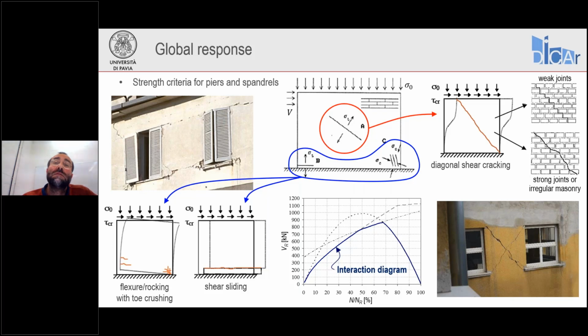We don't find anything about diagonal shear cracking, but we can find information about this criterion in the NTC 2018 code. In any case, varying the axial force acting on the element, any of these criteria will provide a different strength value, flexural or shear strength. So varying the axial stress on the element, one or the other criterion may control the strength. And we can build an interaction diagram considering these different criteria and taking for different values of axial stress the minimum of the different criteria. And this will be the criterion controlling the response.